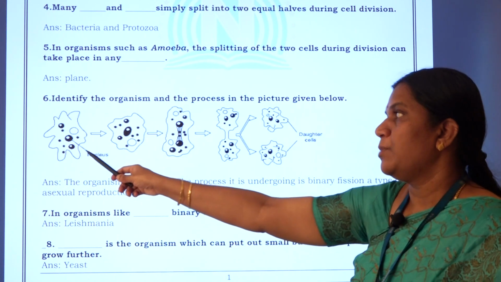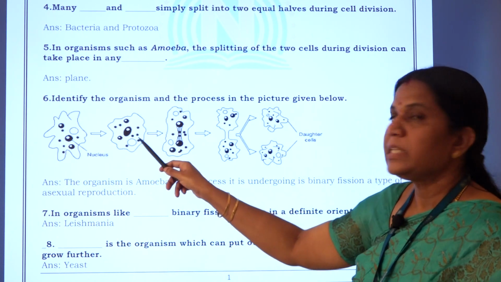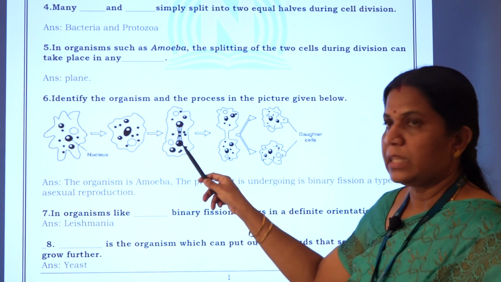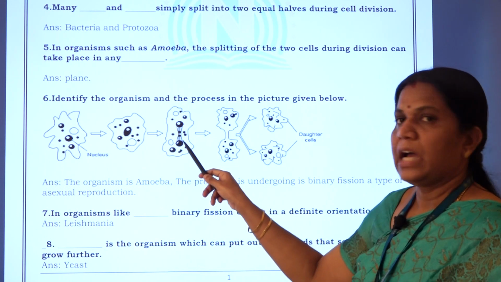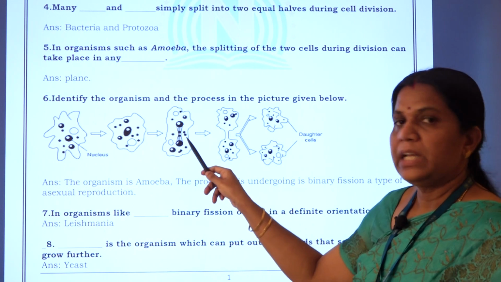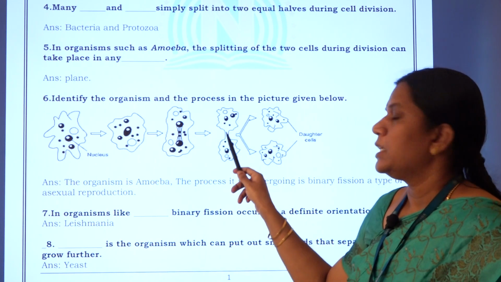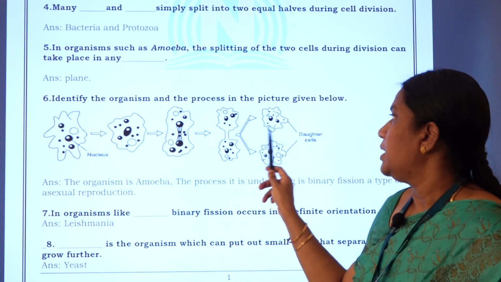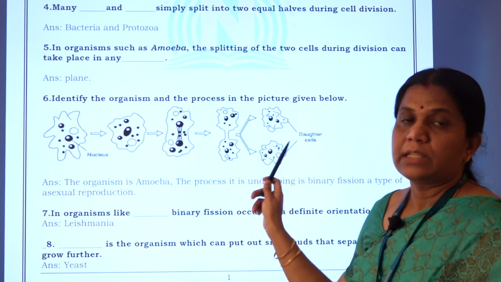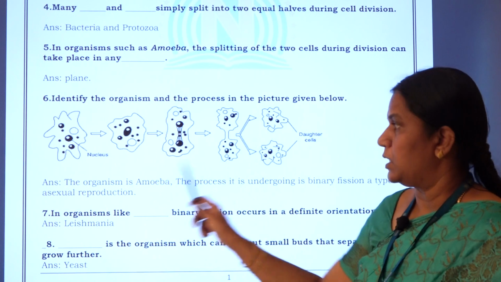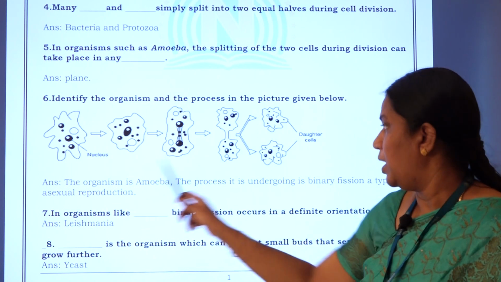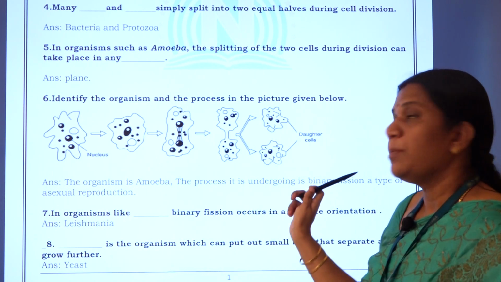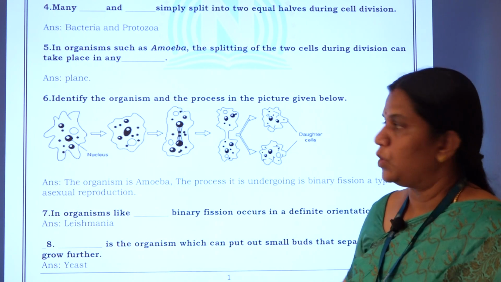So in the first image, this is amoeba, and the nucleus is getting elongated in the second and the third image. The nucleus starts dividing. So first the nucleus gets divided and then the cytoplasm also splits into two. Then it results in the formation of two daughter cells. So this organism is amoeba. The process it is undergoing is binary fission, a type of asexual reproduction.